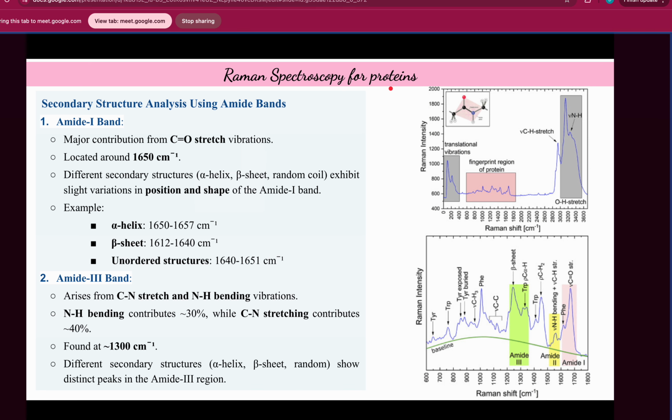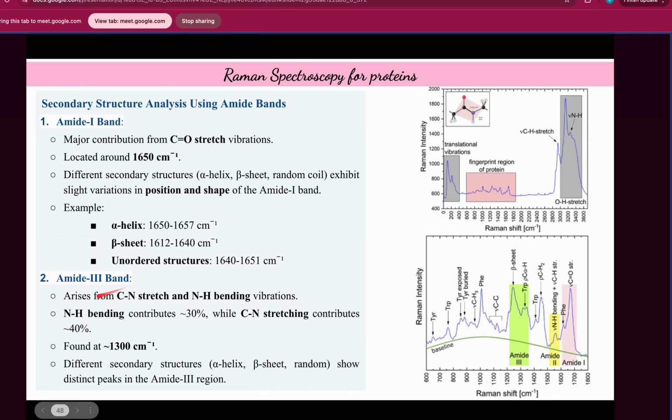Now Raman spectroscopy can be used for proteins, so secondary structure analysis can be done. Here also we get the amide 1 band and amide 3 band. The major contribution is by the C double bond O stretch vibrations, and it is located around 1650 centimeter inverse. Different secondary structures such as alpha helices, beta sheets, and random coils exhibit variation in the position and shape of this amide band, due to which we can distinguish among all these secondary structures.